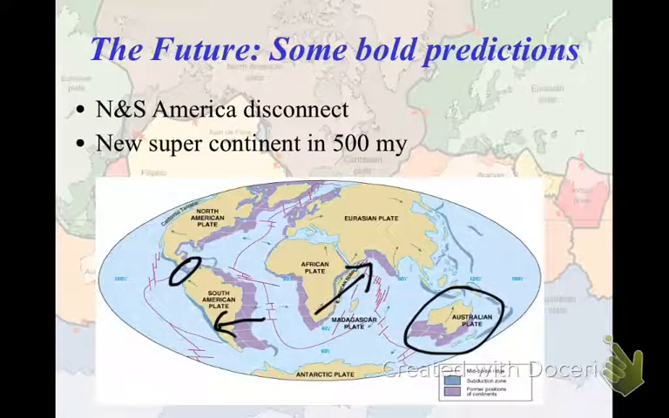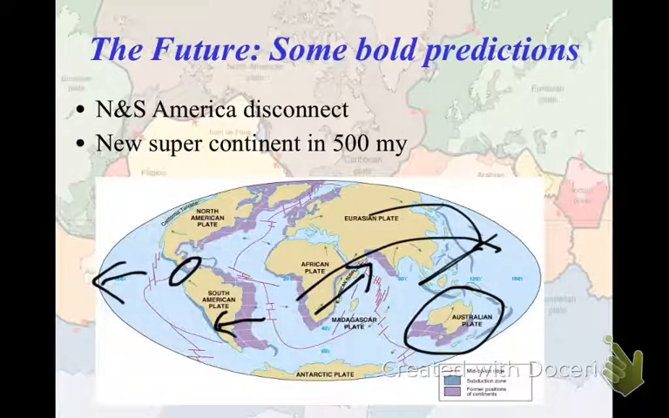Eventually, you can see that from the mid-Atlantic ridge, there's generally a plate movement towards the Pacific Ocean on both sides. And eventually they will come back together and form a new supercontinent in about 500 million years.